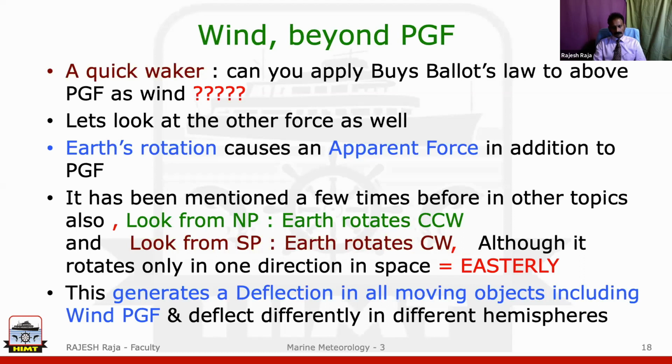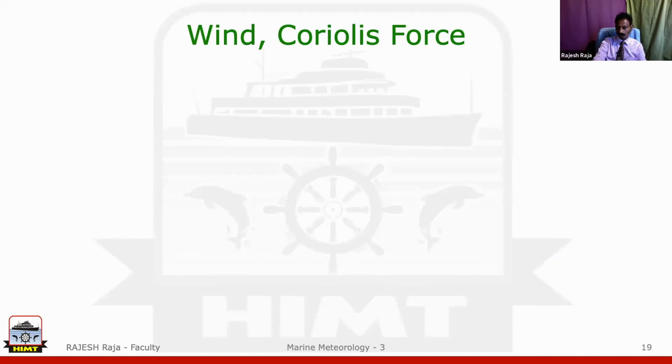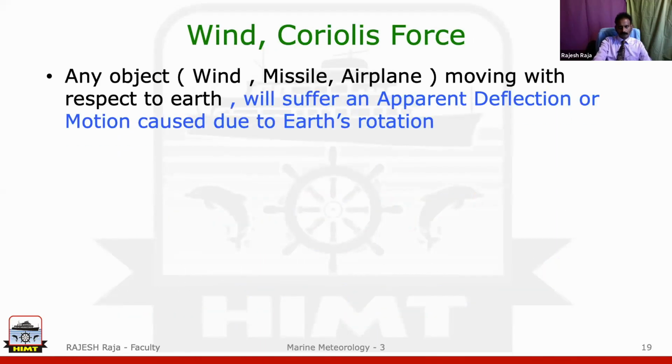Now, this Coriolis force, which is an apparent force, basically deflects any object which is moving in relation to the Earth's rotation. And what happens is deflection is not the same. In the northern hemisphere, you have a deflection in one direction, and in the southern it is different. So they work in different ways. So it is not the same. This is what I said.